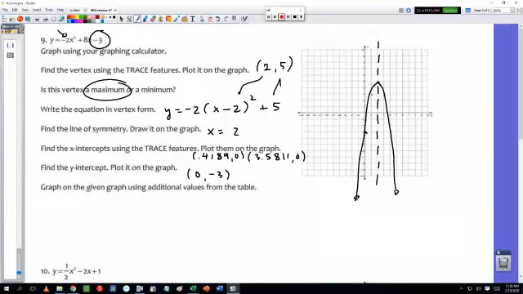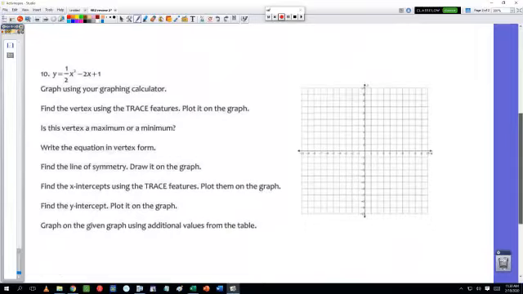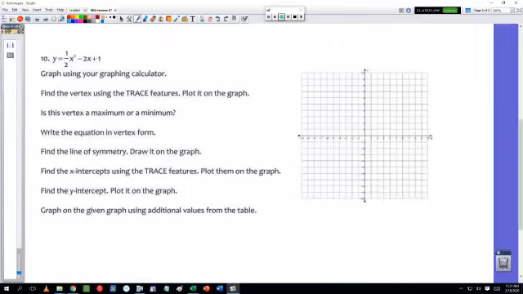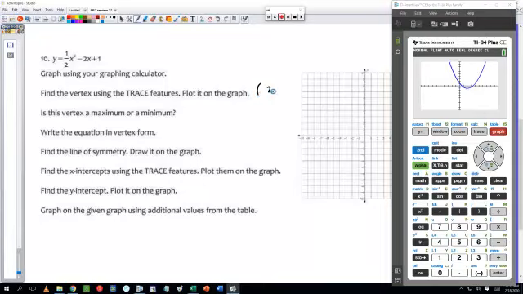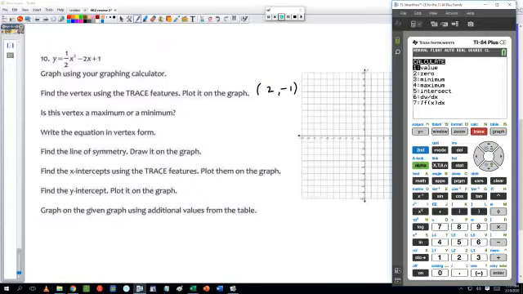And this last one, what the 1/2 is going to do is going to make your graph broader. And then there's that one's something. Look at the graph. The vertex, we could guess where that vertex is. It is the point 2, negative 1. But you could also use your minimum button.